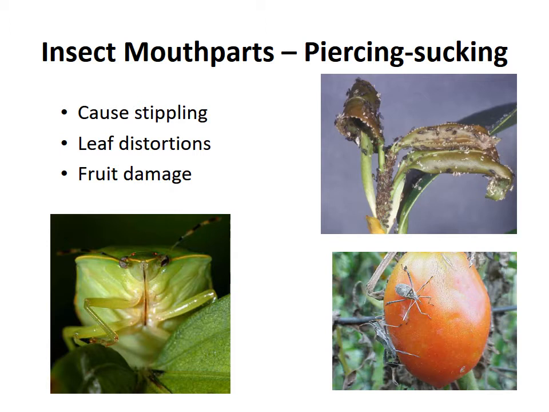This kind of damage can cause leaf distortions. When these insects feed on a very small, newly emerging leaf, when the leaf becomes larger, it's going to be twisted and distorted. These kinds of insects also cause a lot of fruit damage.